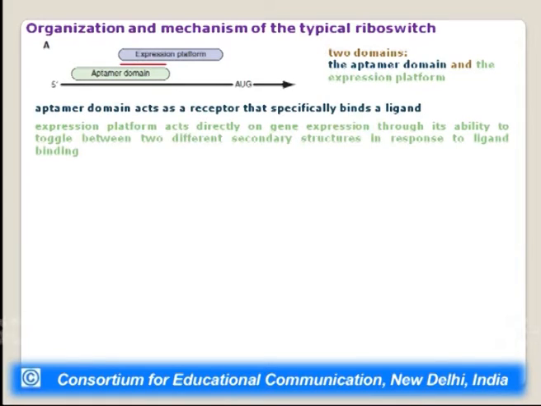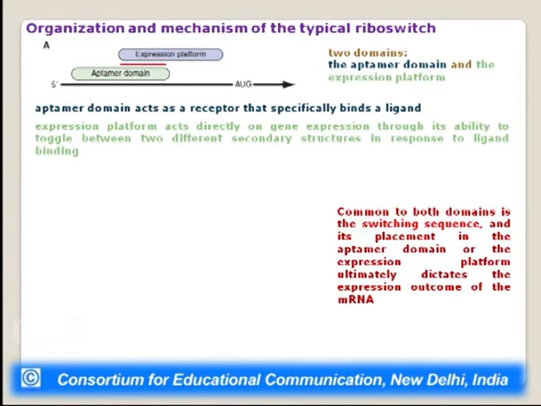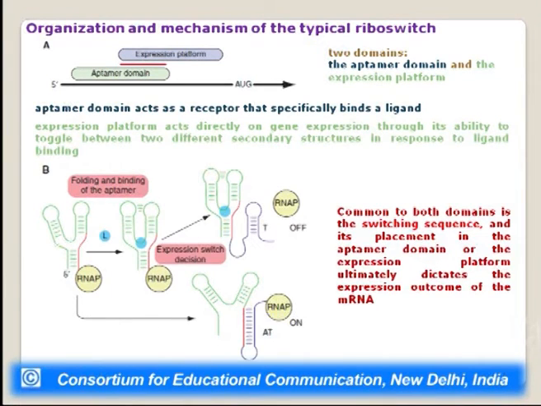The expression platform acts directly on gene expression through its ability to toggle between 2 different secondary structures in response to ligand binding. So when the ligand binds to the aptamer domain, the structural conformation of the expression platform changes, which determines whether the gene is to be expressed or not. Common to both domains, the aptamer and the expression platform, is the switching sequence, and its placement in the aptamer domain or the expression platform ultimately dictates the expression outcome of the mRNA.